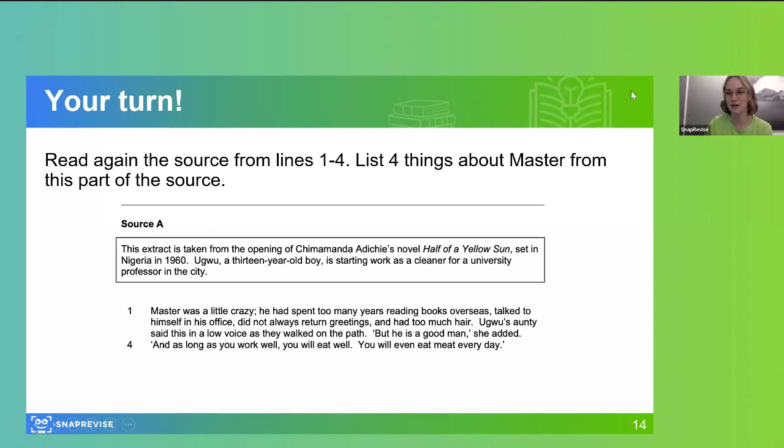I'm just going to enable the chat. There you go. Right, you should now be able to comment. So please use this power correctly. And yes, if you can put anything there, anything that you think tells you about the master from this section of the source.